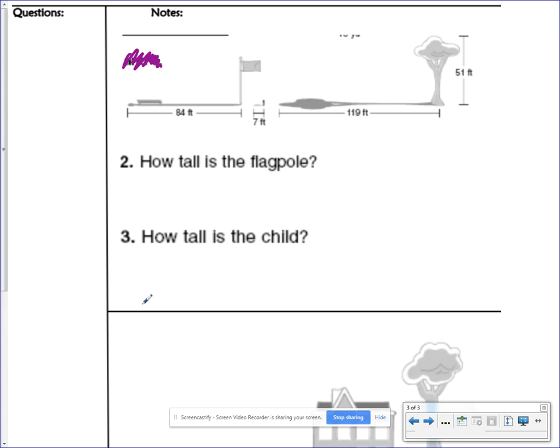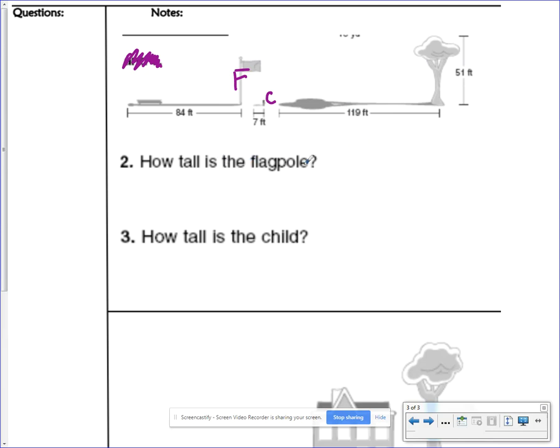Here we have some shadow problems. Here's a flagpole. We don't know what the flagpole is, so let's call that F. The shadow is 84 feet. This is a little fuzzy, but this is a child here, so let's call the child's height C. The child's shadow is 7. And then you have the big tree, which is 51 feet tall, and its shadow is 119.